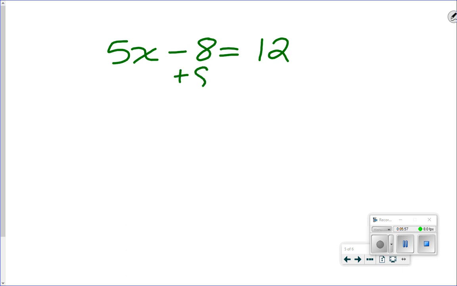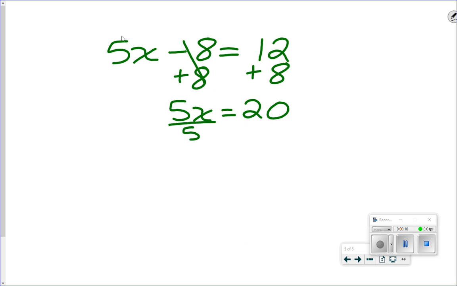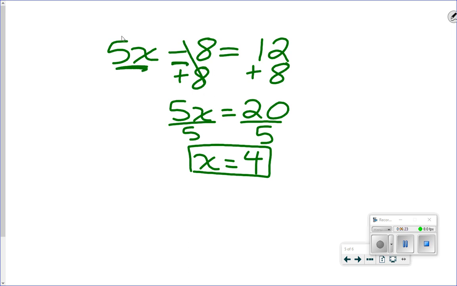So we're going to undo this 8 first by adding 8 to both sides. Opposite of subtraction. The 8's cancel. 5x equals 20. And then to undo 5 times x, I divide both sides by 5. And x equals 20 divided by 5, which is 4. And that's your most basic two-step equation. And this could be addition or subtraction right here. This right here could be multiplication or division. You're always just doing the opposite operation.